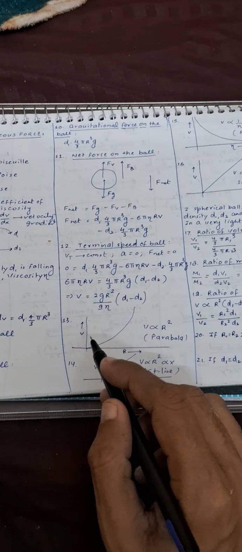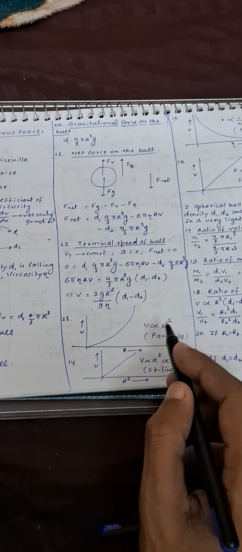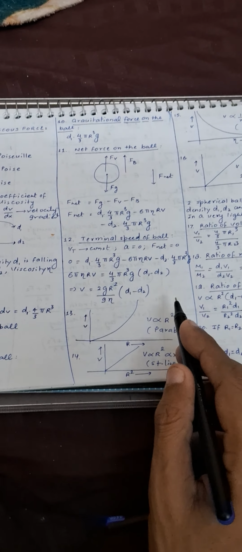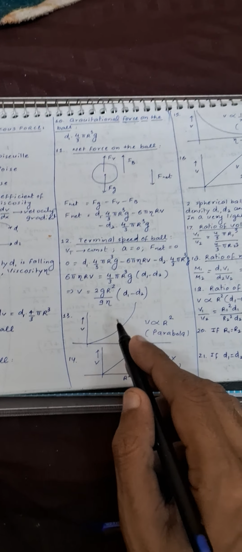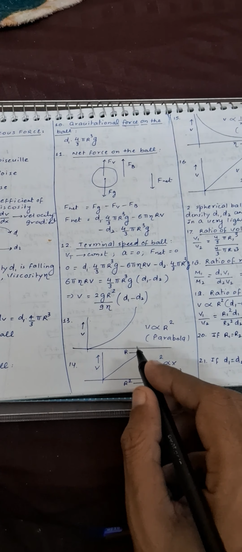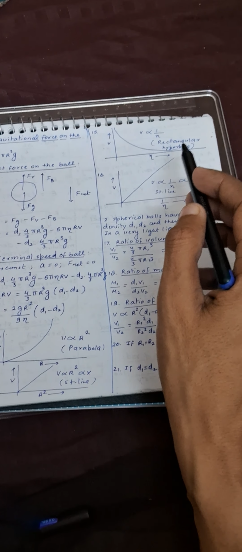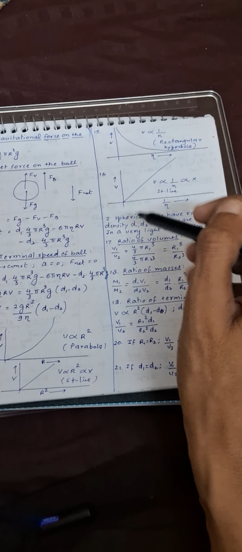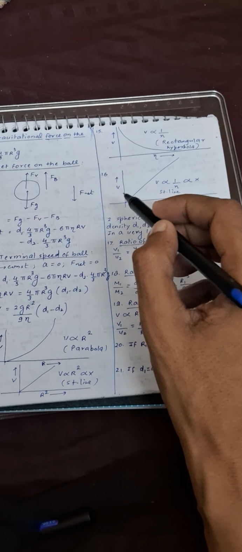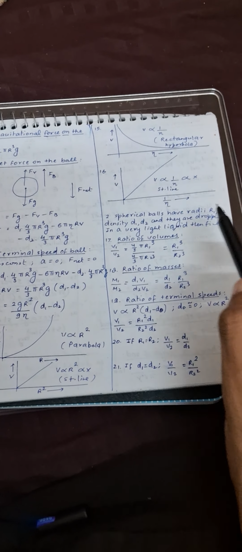Now the relation between V and r. V is proportional to r square, so the graph will be a parabola. If we draw a graph between V and r square, that will be a straight line. Then the graph between V and eta. V is proportional to 1 by eta, so the graph will be a rectangular hyperbola, and that between V and 1 by eta is a straight line.